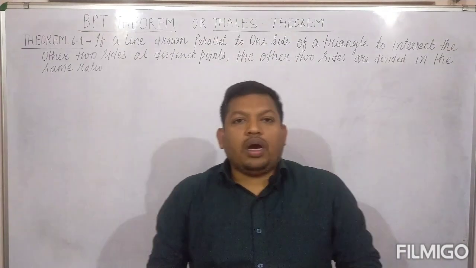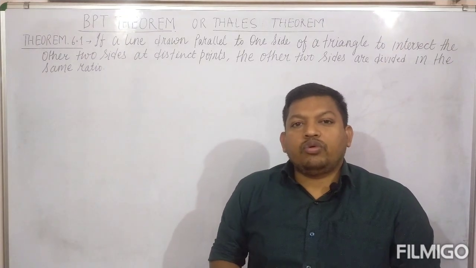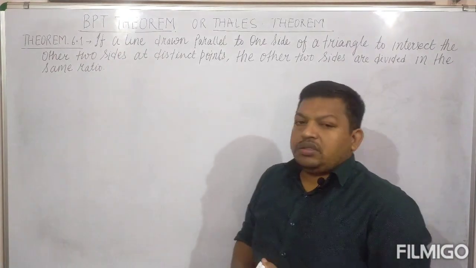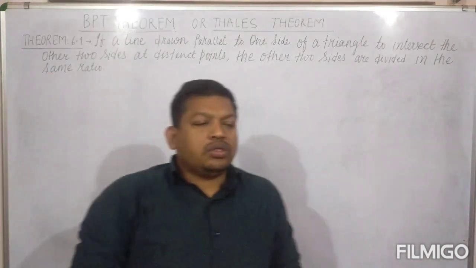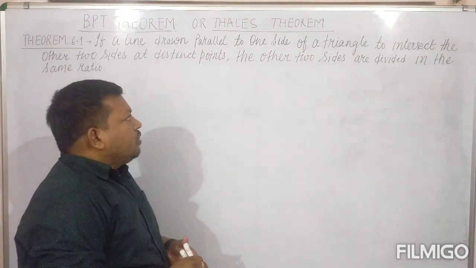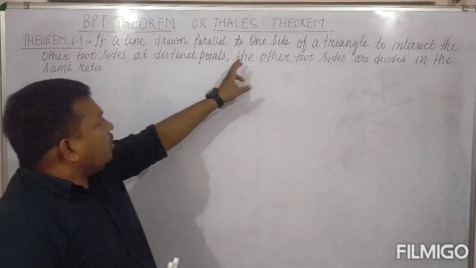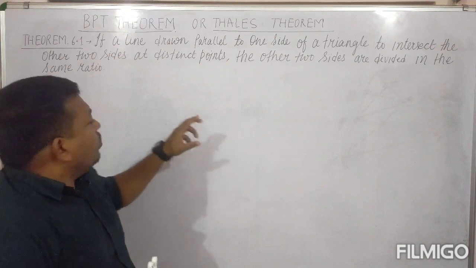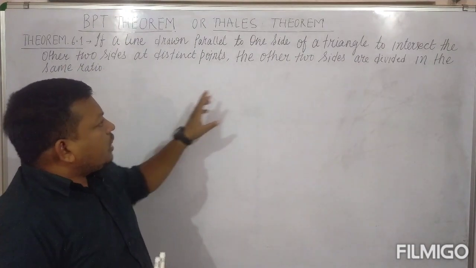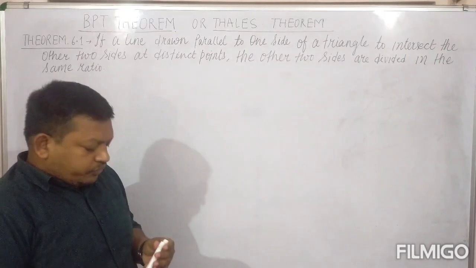In this video, I will explain Thales theorem. This is also called basic proportionality theorem or BPT. This is theorem 6.1 from the chapter triangle. So what the theorem says, according to the statement, if a line is drawn parallel to one side of a triangle to intersect the other two sides at distinct points, the other two sides are divided in the same ratio. This is the statement of the theorem.